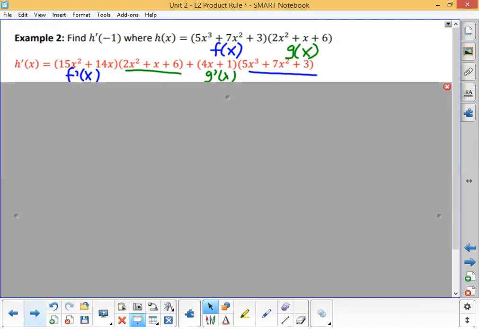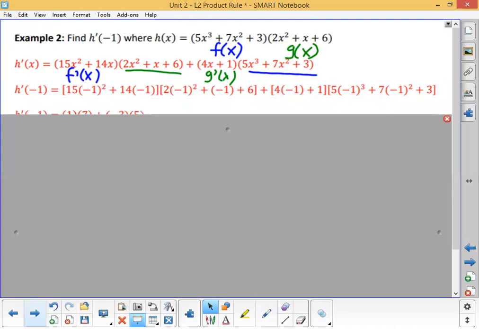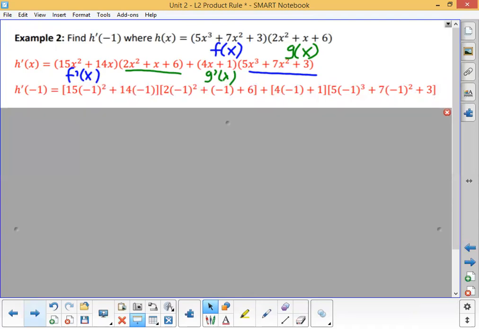Okay, so once we get this equation, notice I'm not doing FOIL or any sort of expansion here. I'm leaving it the way it is because it didn't tell me to simplify the equation. It asked me at x is equal to -1, find h prime of -1. So what I'm going to do is directly apply -1 into this equation. That makes things much more simple. That's not something I can do if I don't have an x value. In that case, I would have to simplify the algebra.